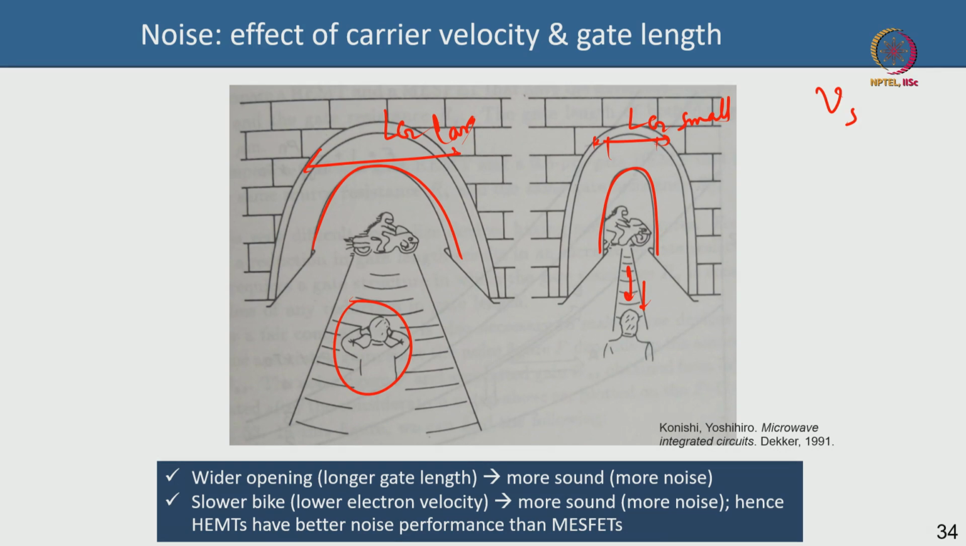Similarly, if you consider an identical opening, say this opening, if the motorcyclist is going at a lower speed, then this person has to hold the ears because the noise is too much.